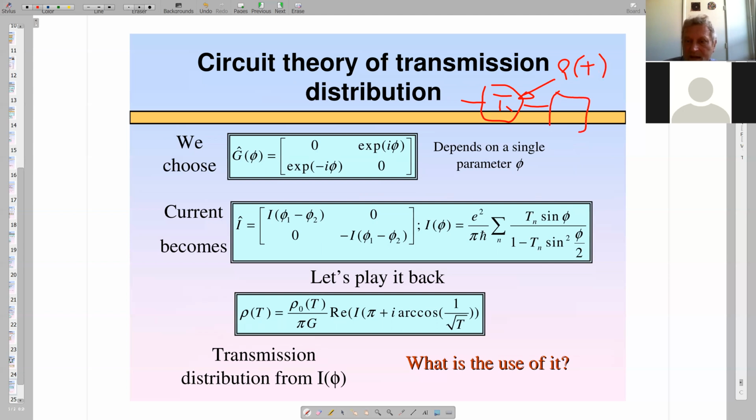Then let's put another one in series, and there will be another distribution of T's. So we have two connectors in series. I would like to understand the transmission distribution of the whole system. And now I'm going to illustrate how quantum circuit theory works in this case.